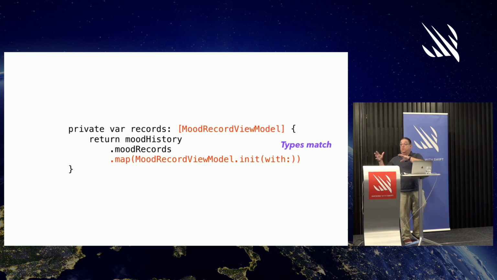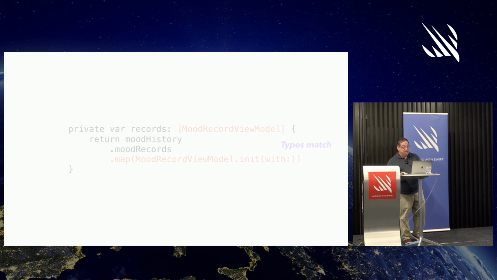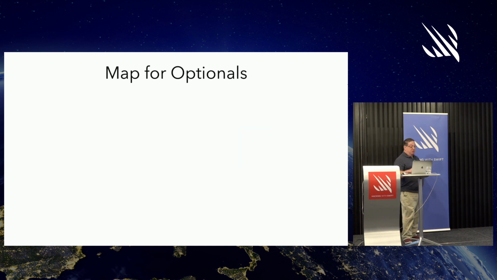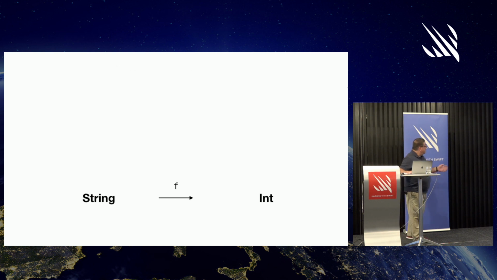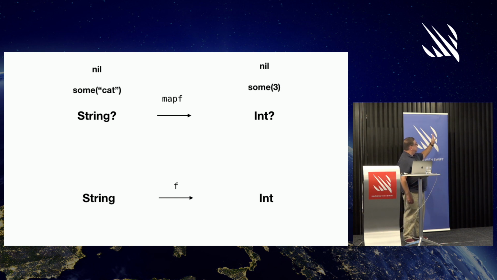And so that's your favorite map in arrays, but you know there are maps in many different places in the Swift standard library. For example, there are maps for optionals. And so the map for optional works the same way. I have a function from string to int, and you give me an optional string, and so I lift that up as a map of f to an optional int. And so if you give me nil, a string optional, I transform it into a nil, an int optional. And if you give me some cat, I reach inside and I transform cat into the number 3, and now I've got some 3, which is int optional.